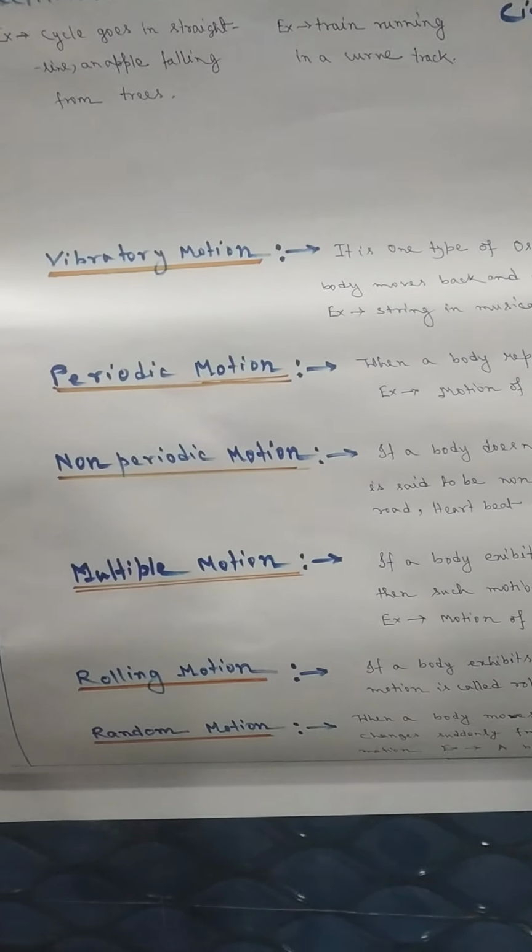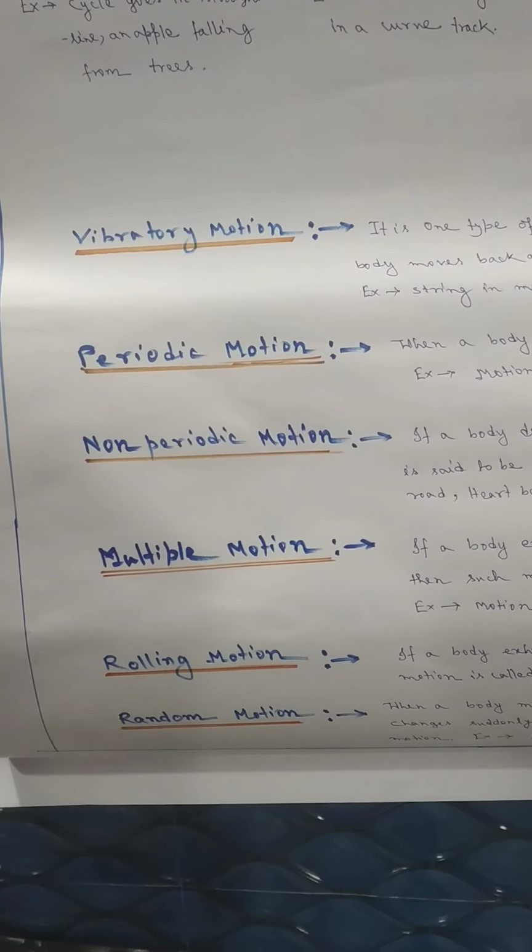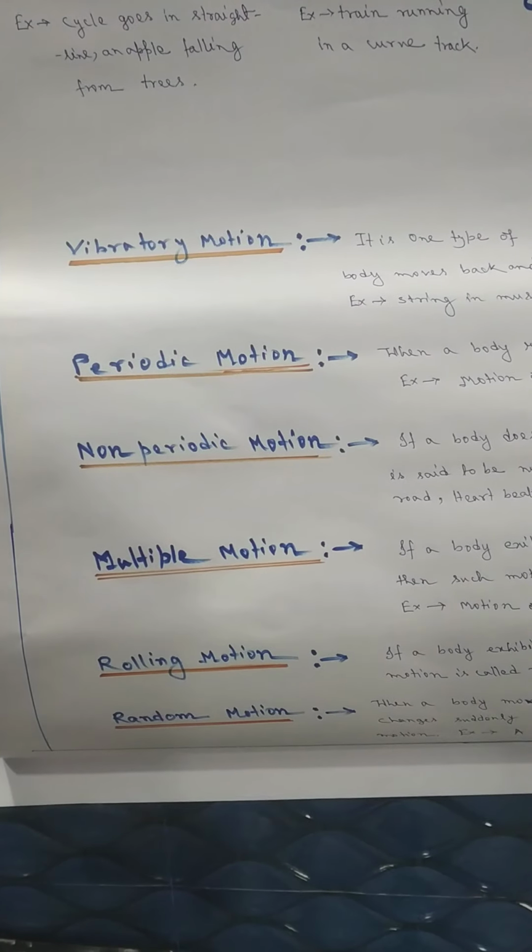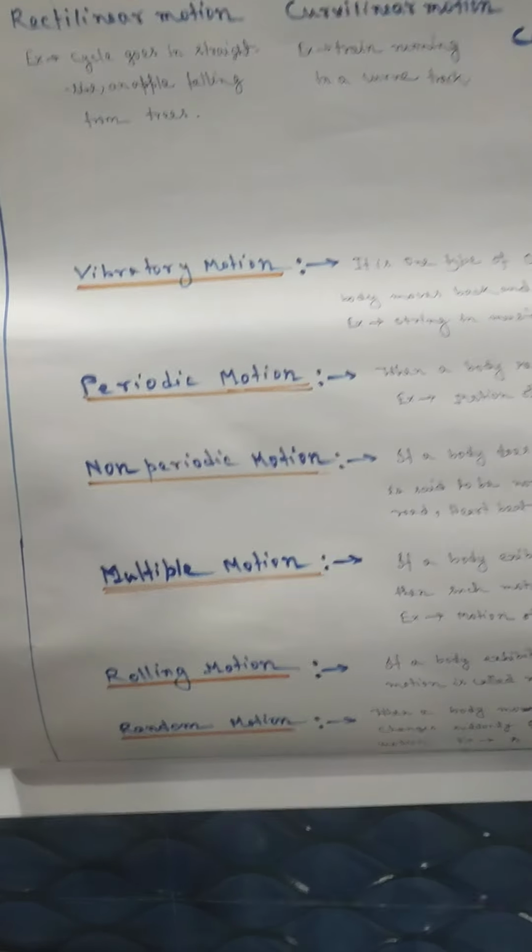Okay, here are other types of motion also: vibratory motion, periodic motion, non-periodic motion, multiple motion, rolling motion, and random motion. I will discuss them in the next video.